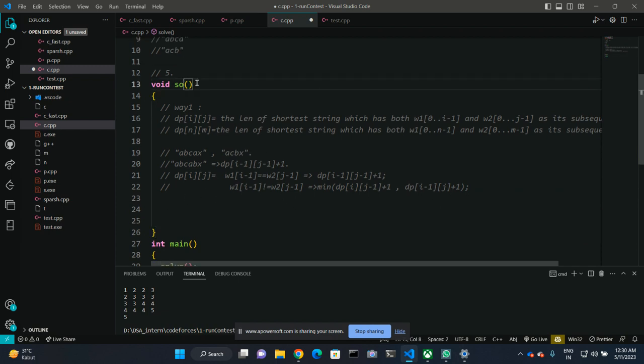Should I write it as wave one? No, I can write maybe 5.7. Solve. So for the base cases, what are the base cases?